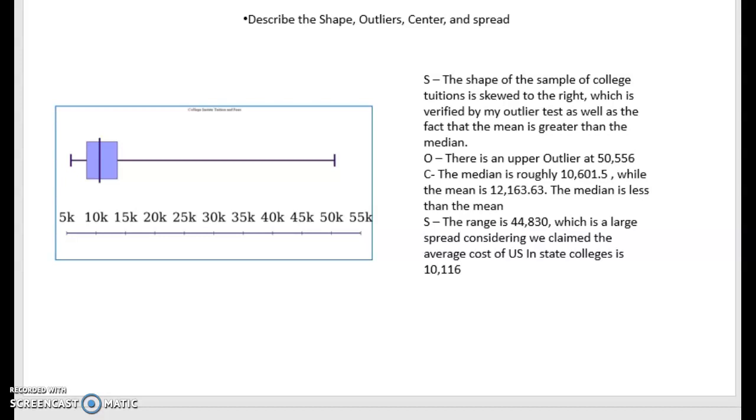The median is 10,601.5, while the mean is 12,163, which was confirmed by the idea that that upper outlier is pulling that mean up, making it a greater value.